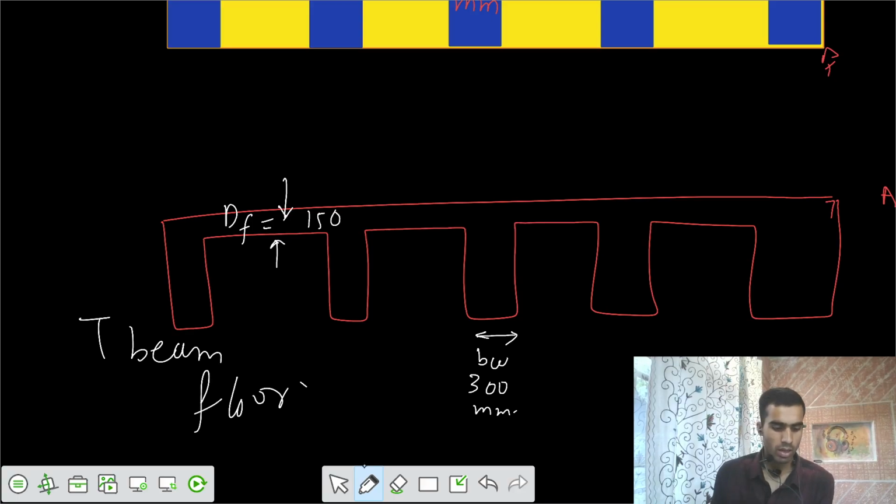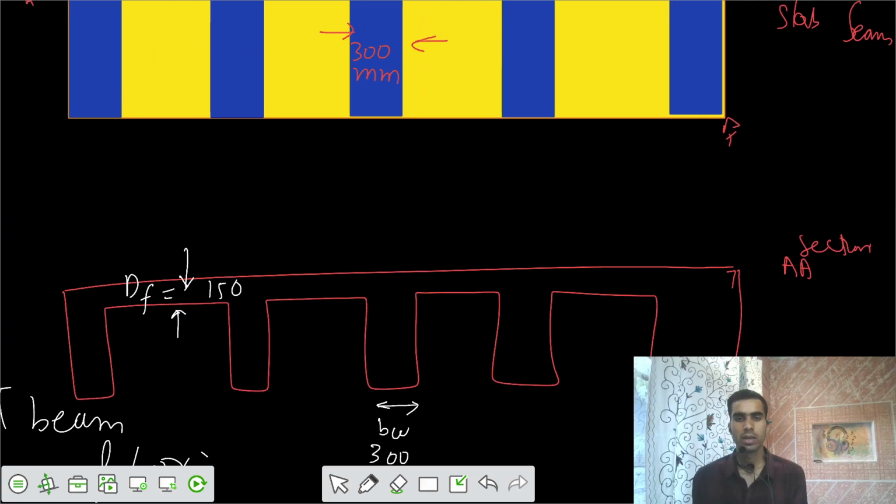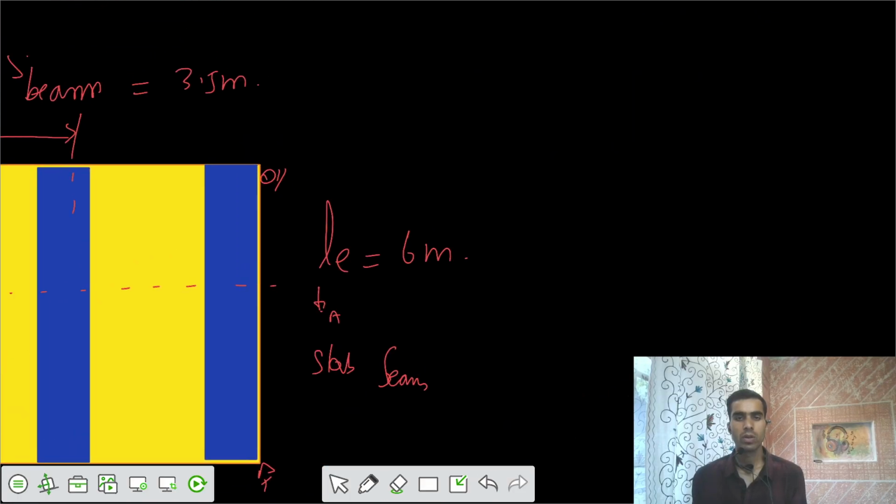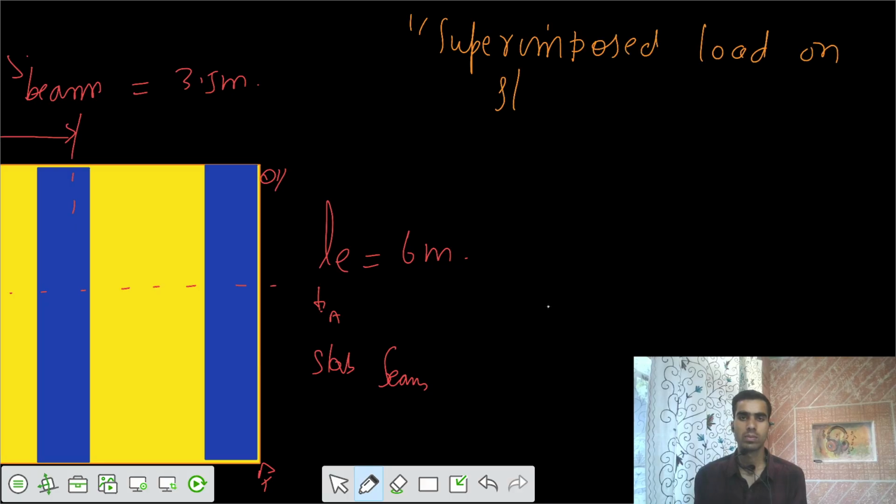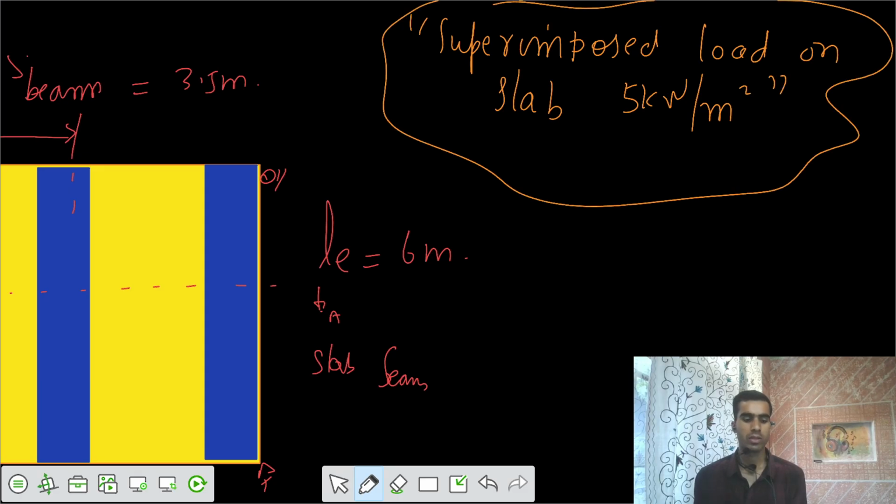3.5 center to center, everything is perfect. Monolithic construction. 30 centimeter wide beams, that is 300 millimeters. Now, it's saying that the superimposed load on the slab is 5 kilonewton per meter square.